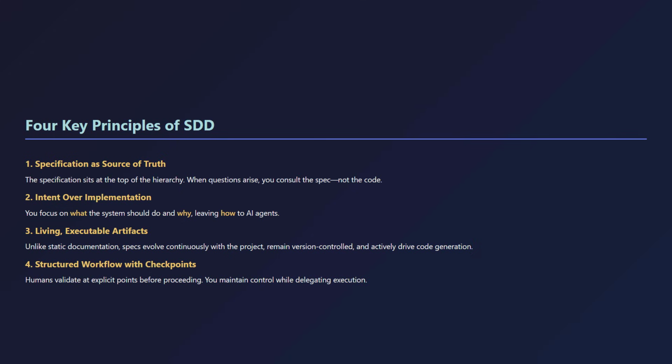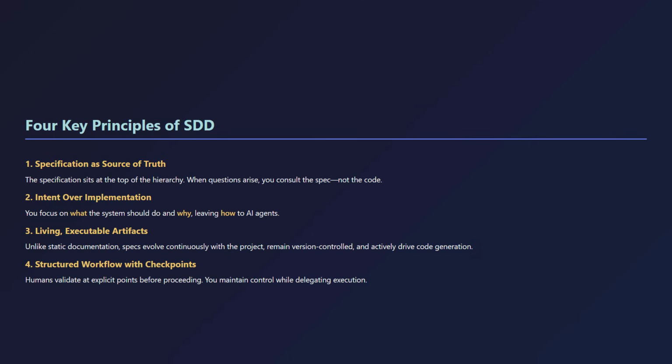Second, intent over implementation. You focus on what the system should do and why it should do it, leaving how it does it to AI agents. You operate at the level of intent rather than mechanics. Third, living executable artifacts. Unlike static documentation that becomes outdated, specifications in SDD evolve continuously with the project. They remain version controlled alongside the code, and they actively drive code generation, making them truly executable.